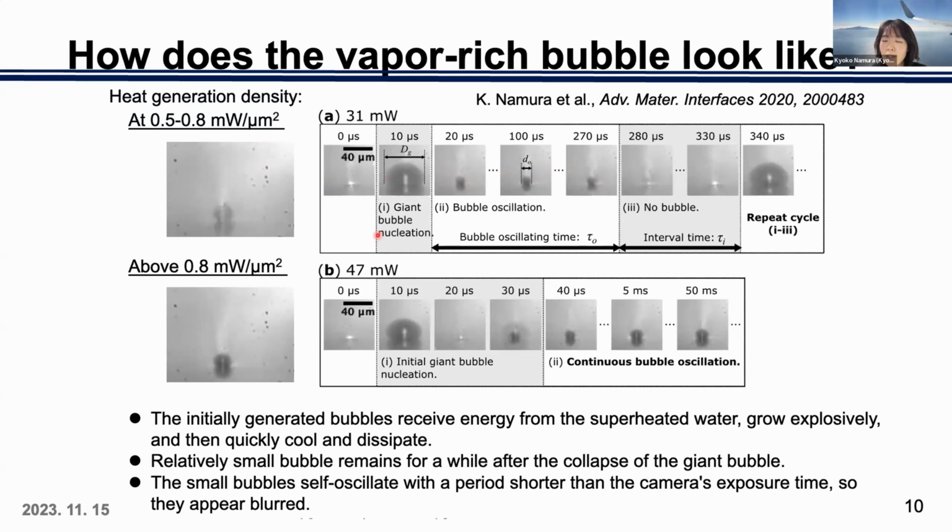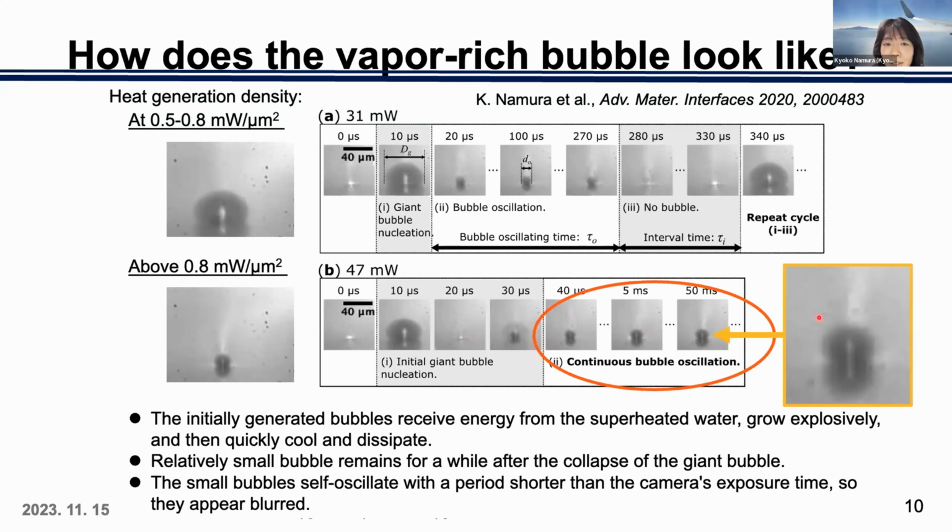If the heat generation density from the photothermal conversion is relatively low, then this small bubble disappears, and after a while, bubble nucleation occurs again. However, above 0.8 milliwatt per square micrometer, once the small bubble forms, it remains there as long as the laser continues to irradiate. And now I'm working on this small bubble.